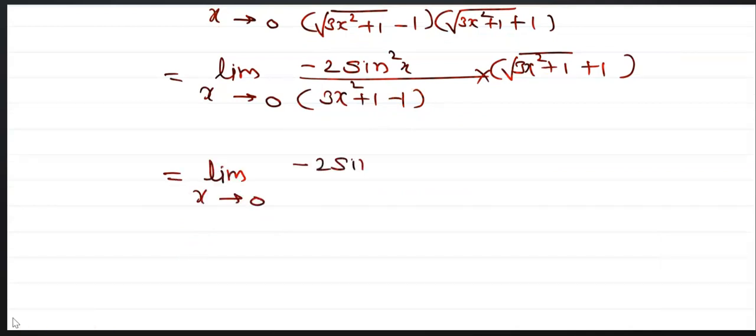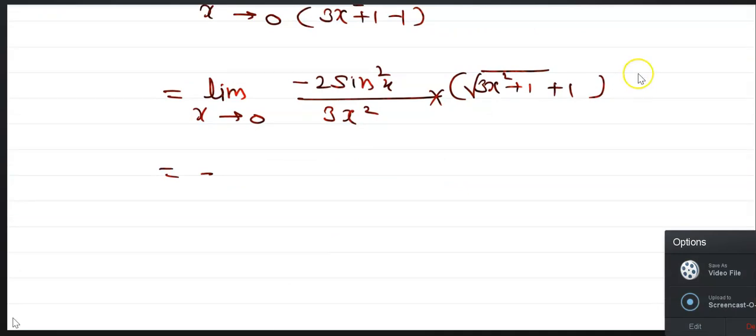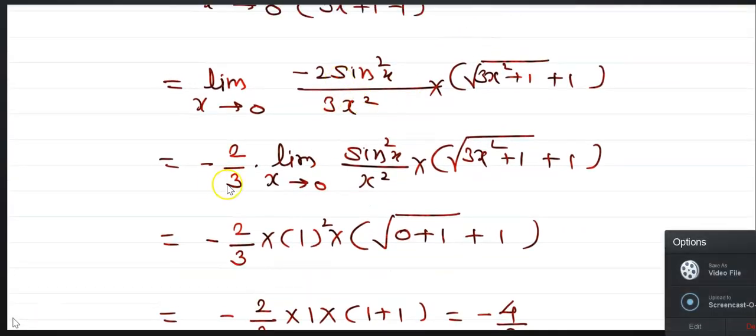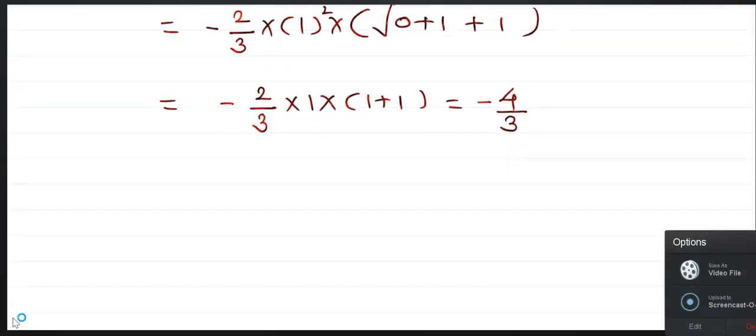Therefore limit x tends to 0 of minus 2 sin square x upon 3x square into root of 3x square plus 1 plus 1. Now the value of that limit, see this again: minus 2 upon 3 times sin square x upon x square, into root of 3x square plus 1 plus 1. As limit x tends to 0, the value of sin square x upon x square is 1 square. X is equal to 0, it will become 0.